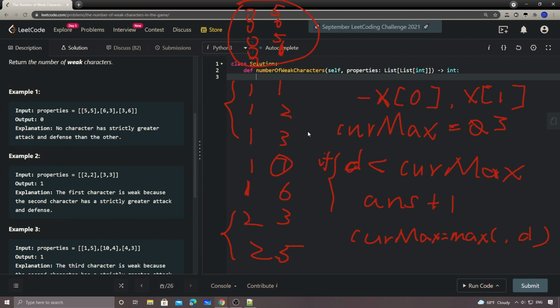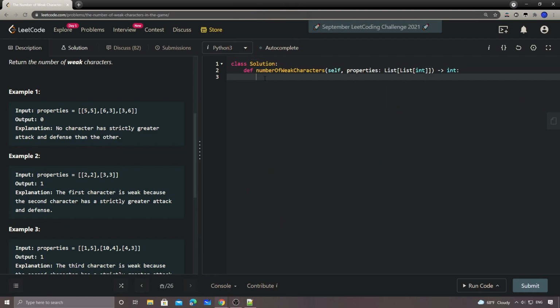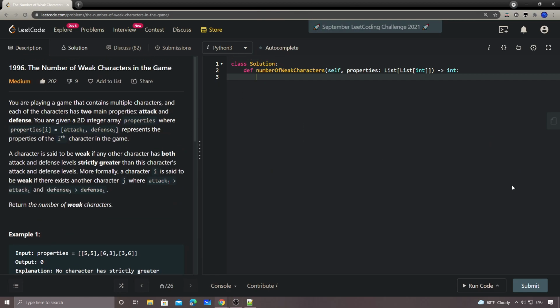Yeah, I think that's it. For this one, the coding is very short and straightforward. The tricky part is how you figure out the sorting to make sure we can handle both attack and defense correctly, within the groups and between the groups.